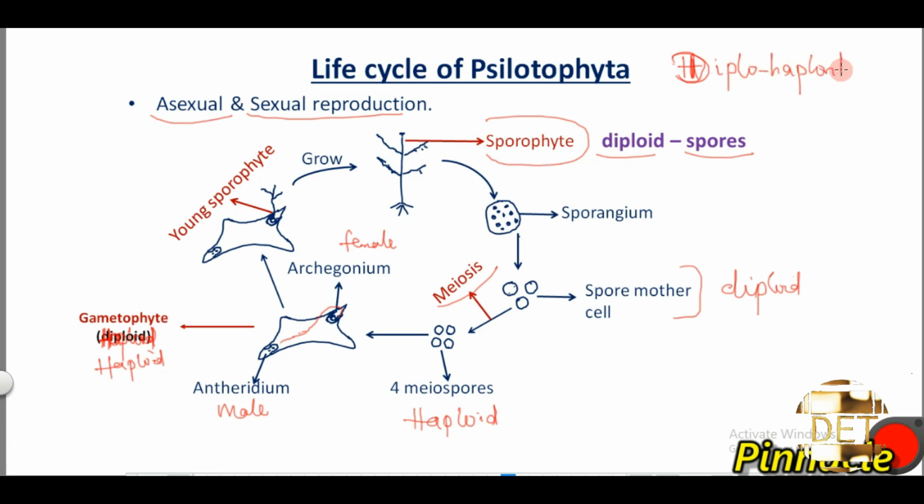diplohaplontic. What that means is that there is a shift from the diploid sporophyte to the haploid generation. So from the diploid generation, which is the sporophyte, to the haploid generation, which is the what? The gametophyte. So the life cycle of pteridophytes is diplohaplontic. This is very important. So, just a quick recap.